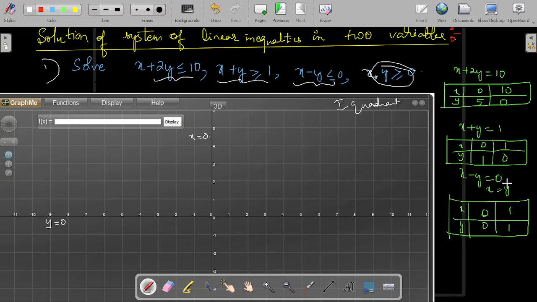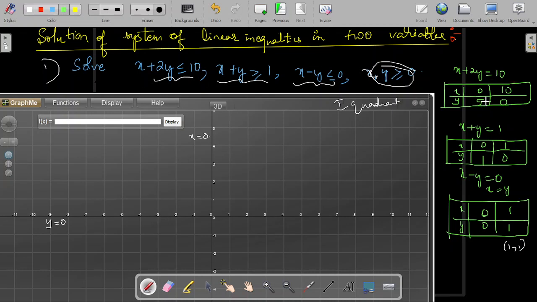Next, x minus y equal to 0 gives you x equal to y. It's a line passing through the origin. So when you put x equal to 0, y also comes 0. When y is 1, x is also 1. Both are equal. So when you put 0, 0, with 1 point you can't draw a straight line. There are infinite lines passing through that point. So you have to go with some other value of x other than 0. So that gives you another point, 1, 1. Let us plot all these points in the graph. So let's do that now.